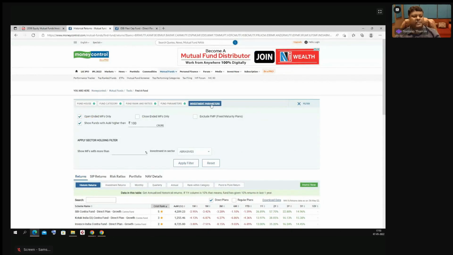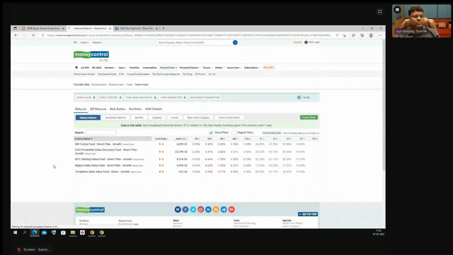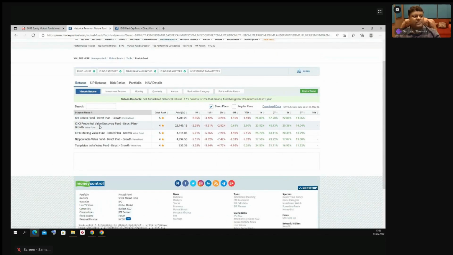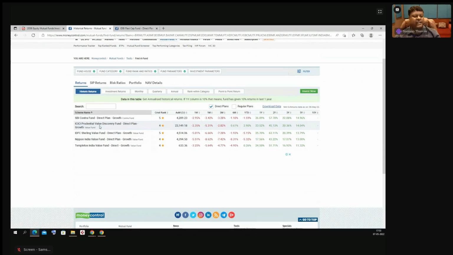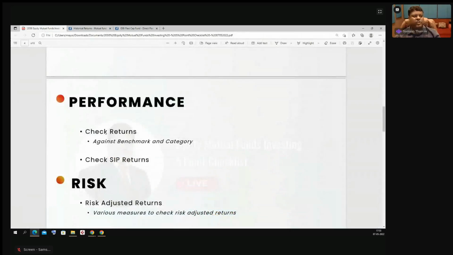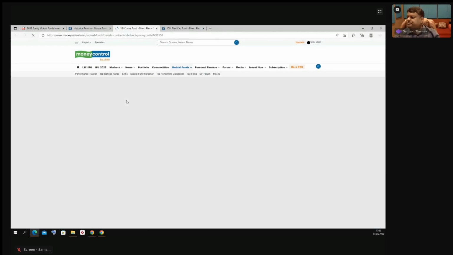Okay, fund parameters. There are other things also by which you can filter it. For the time being, we'll do this. So you have SBI Contra, ICICI Value Discovery, IDFC Sterling, Nippon Value. Let's look at, what are we looking at? We are looking at performance, and we are checking returns against the benchmark and category, and we want to check SIP returns also. So we are looking at SBI Contra Fund.